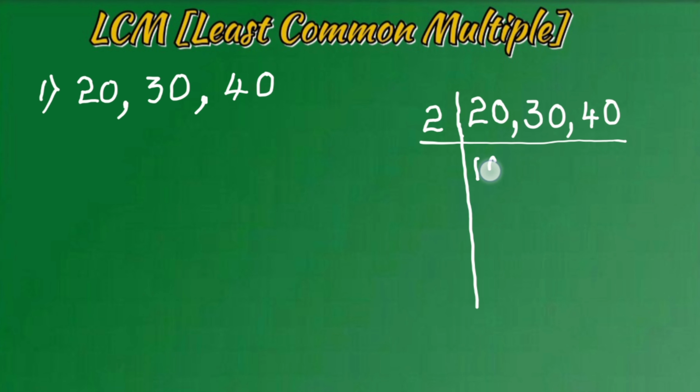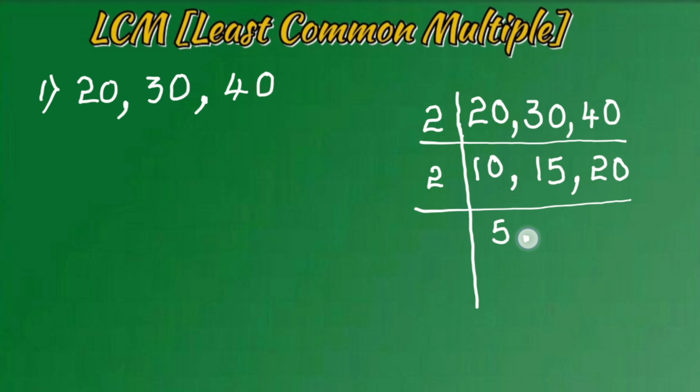2 tens are 20. Then 2 15s are 30. Then 2 20s are 40. Now next, again we can take 2 and let us divide them. 5 2s are 10. 15 cannot be divided, so we will write 15 as it is. Next, 10 2s are 20.